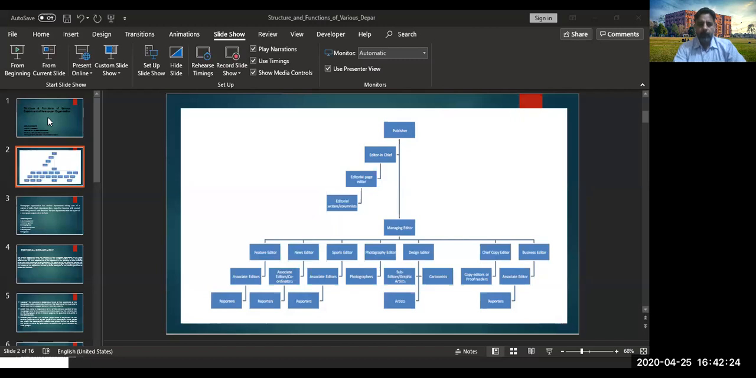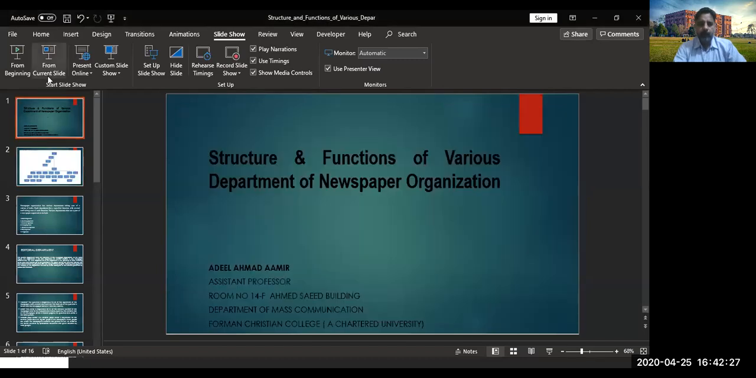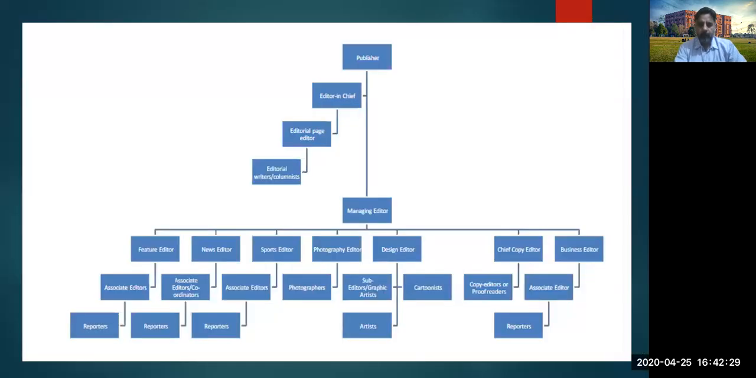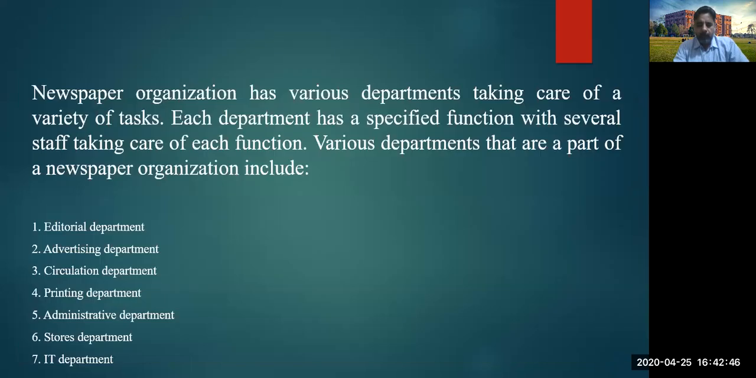When we talk about a news organization, it is usually comprised of many departments, from publishing to editing, and from editing to printing. This is an organogram of a news organization. Typically, it's an organogram of a newspaper, but you can apply this organogram to television as well.